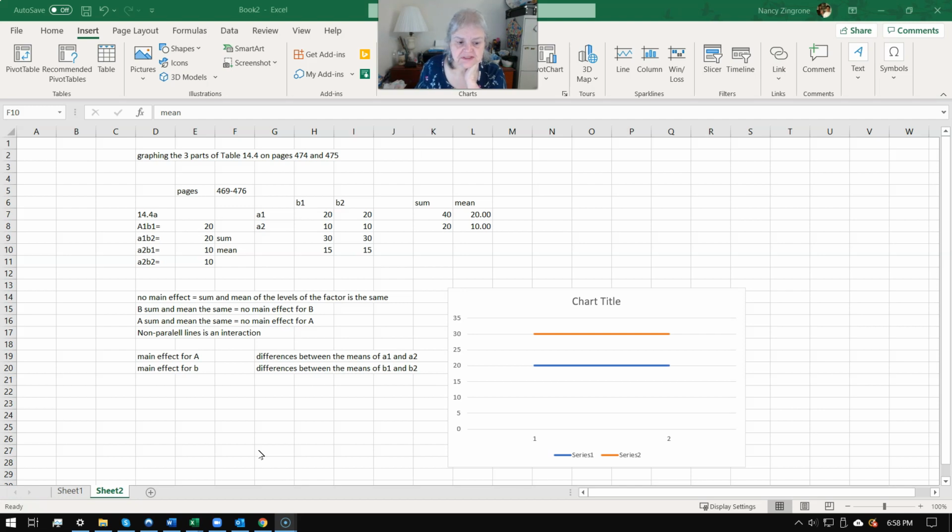Now, question number 6 has two levels of the A factor, which means two rows. It has three levels of the B factor, three columns. And in the examples, we have 2 by 2 rather than a 2 by 3.